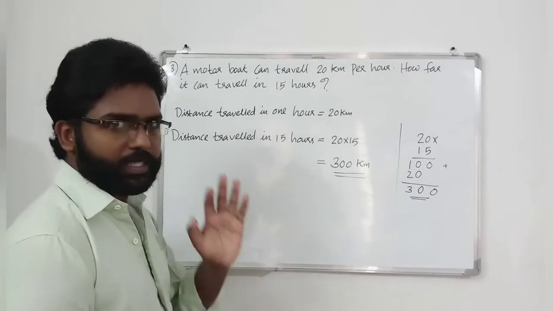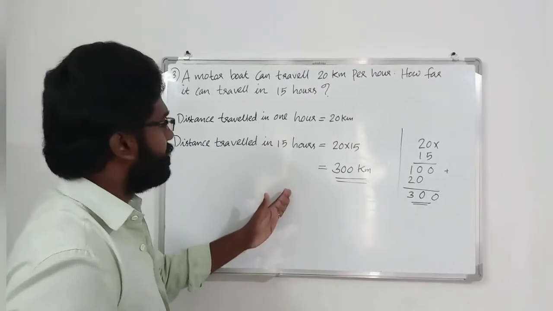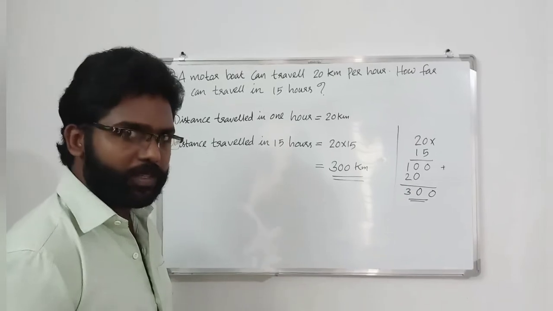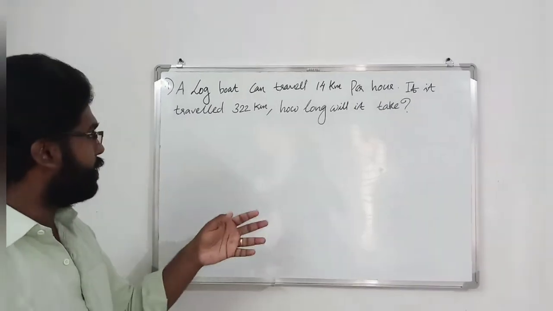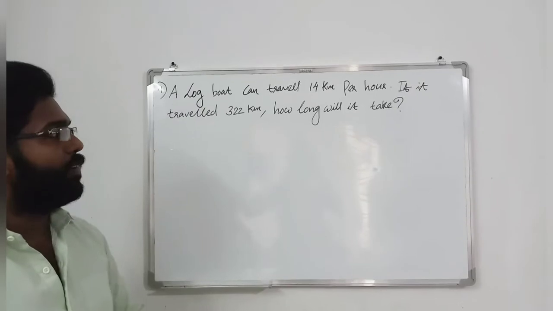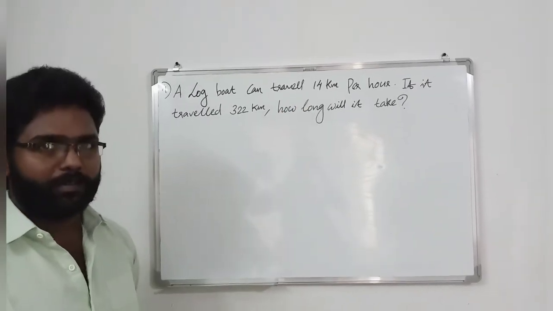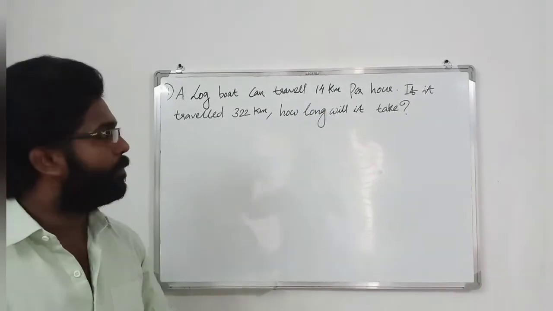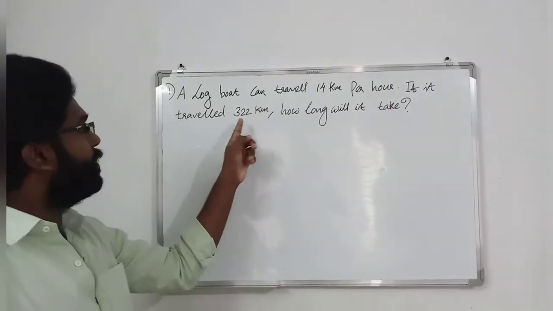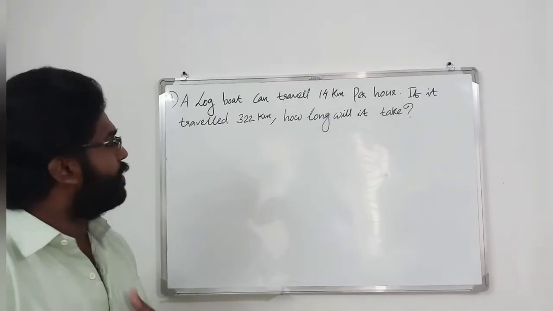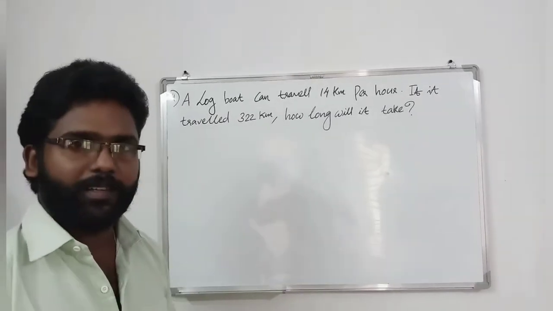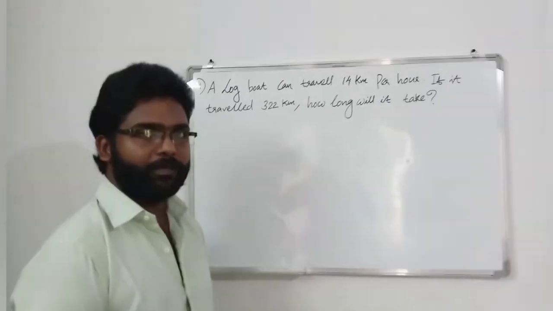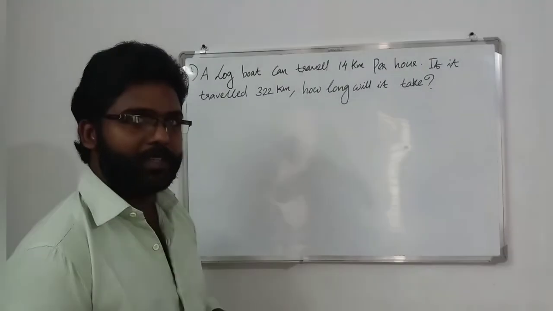Okay. These are all questions, each question based on each operation. First question for addition, second question for subtraction, this third question based on multiplication. Okay, we'll do the next question based on division. Our fourth question. A motorboat can travel 14 km per hour. That means it can travel 14 km in 1 hour. If it traveled 322 km, how long will it take? This is just a reverse question of the previous one. Did you understand the question?